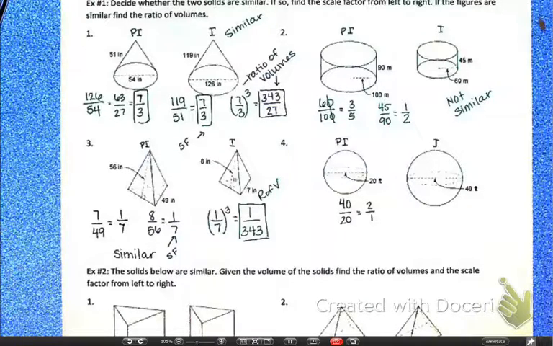So here is a trick or a hint that you should probably write on your paper. All spheres are always similar. Because the only thing that really changes is the radius of the sphere. Okay, so all spheres are always similar. So you know going in that the sphere is similar. You just have to figure out what the scale factor is. Can you take a second to find out the ratio of volumes? Okay, find the ratio of volumes.